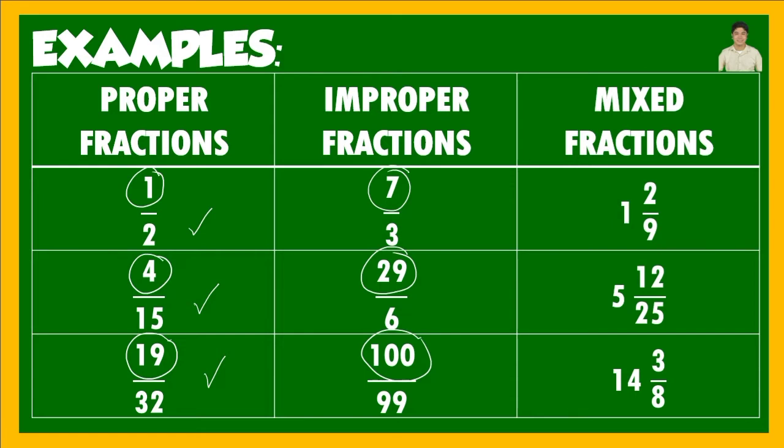So yung mga mixed fractions, ayan, whole number 1 and then 2 over 9, which is a proper fraction. Okay, as you can see, proper fraction siya, it's because the numerator is less than the denominator. What else? 5 and 12 over 25. 14 and 3 over 8. And then yung mga fractions, sinisimplify po natin yan. Sinisimplify, so we reduce them to lowest term if possible. If not, hindi po natin pwede silang i-simplify kasi simplified form na po sila.